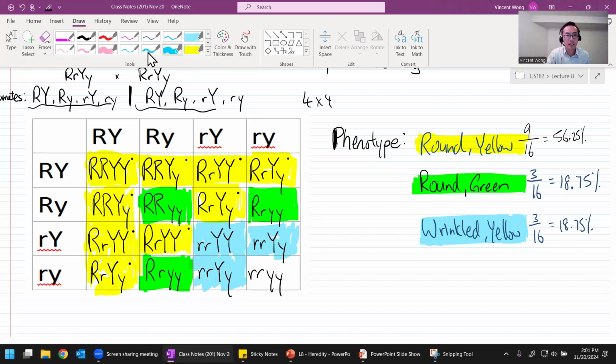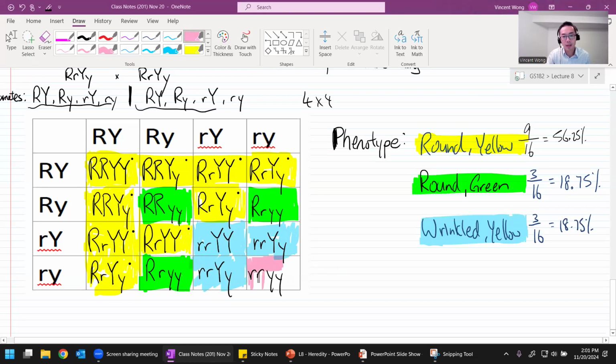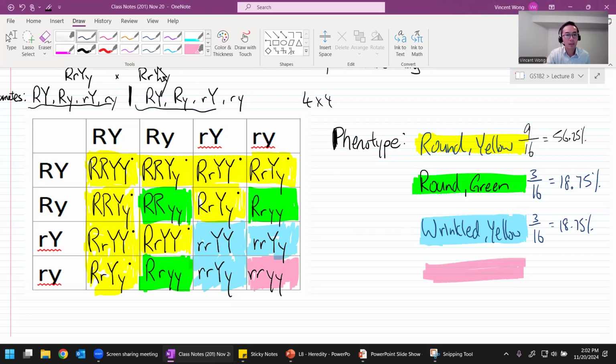And finally, we have the super rare wrinkled green. Wrinkled green. Okay, which is 1 out of 16, and that is 6.25%.